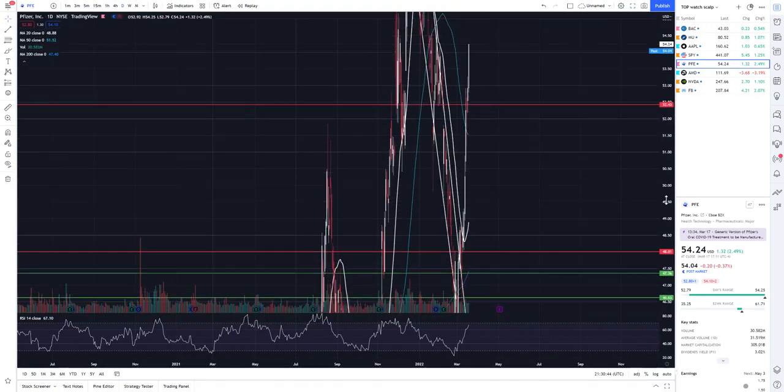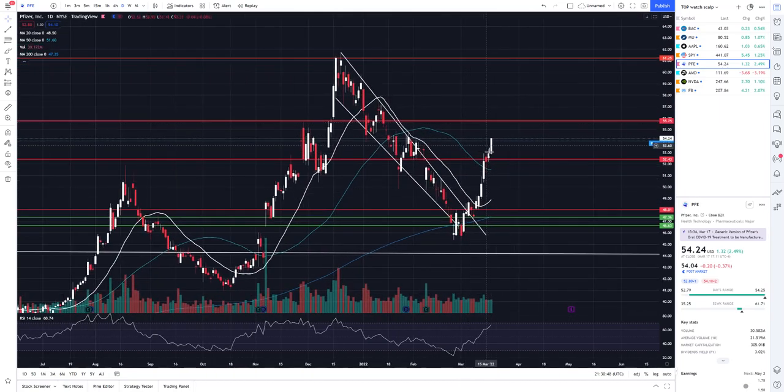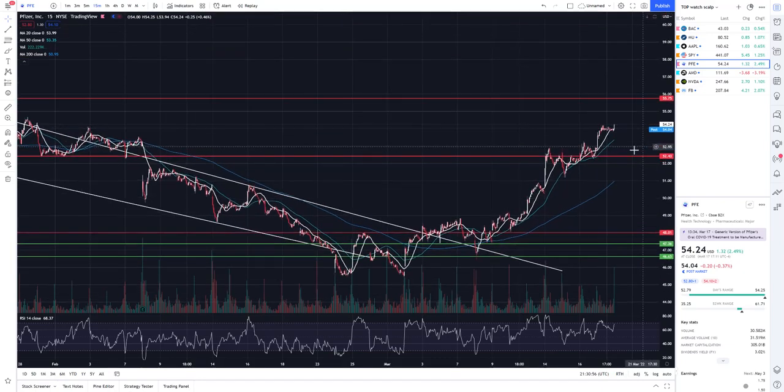So that's one way of trading scalping options. You basically have your levels. As soon as it hits, you take your entry and you base your targets off the previous highs.